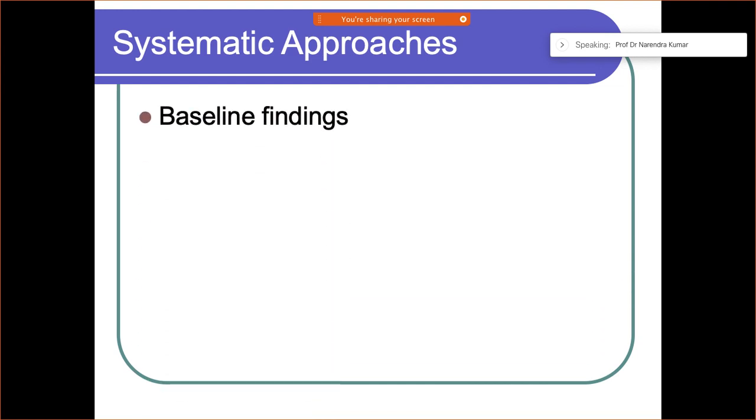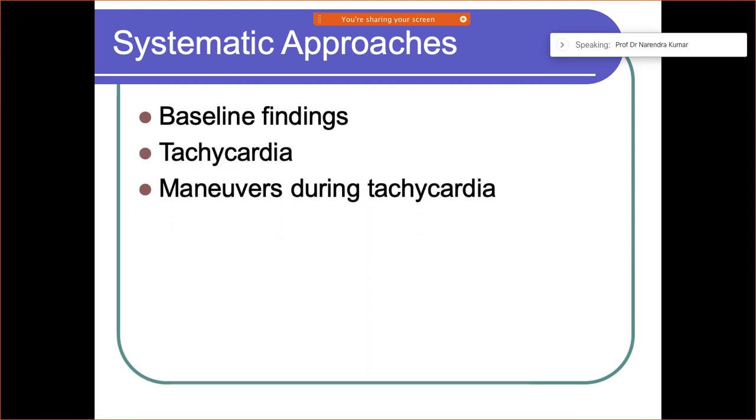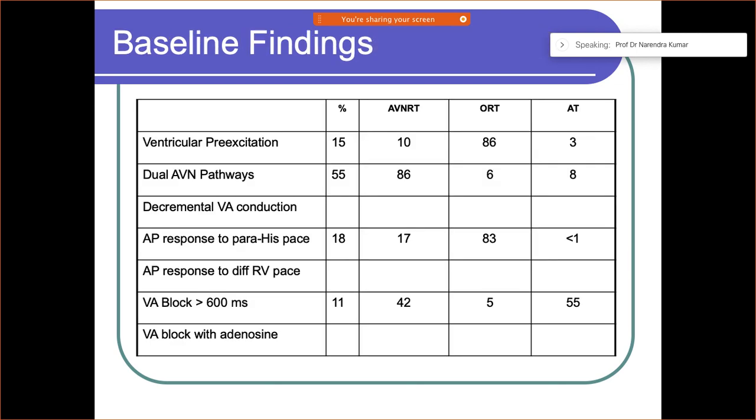There are very systematic approaches for that. Initially, you should always look at the baseline findings during the tachycardia, the initiation, the termination, and the maneuvers which you do during the tachycardia as well. What kind of history does the patient have? If someone tells you something, that also is going to give you a lot of clues. So today we are focusing on this topic. If we look carefully, supraventricular tachycardias can roughly be classified into AVNRT, orthodromic reentry tachycardia, or atrial tachycardia.